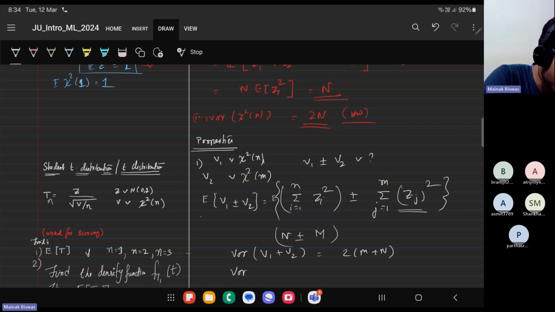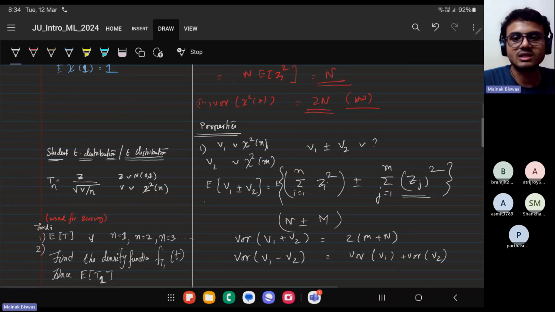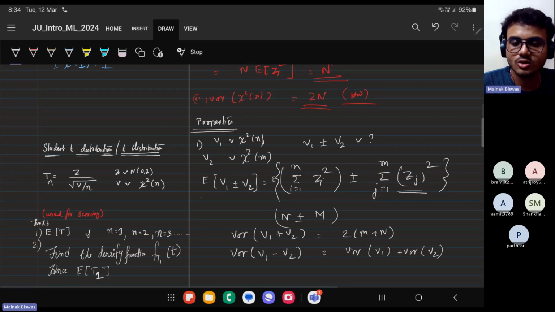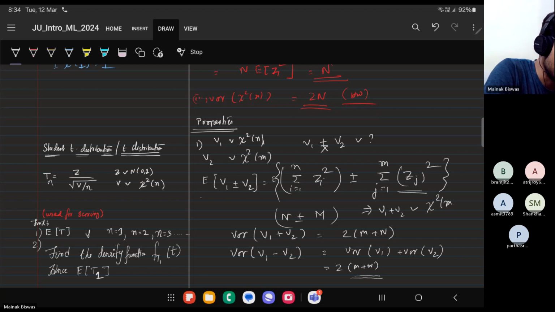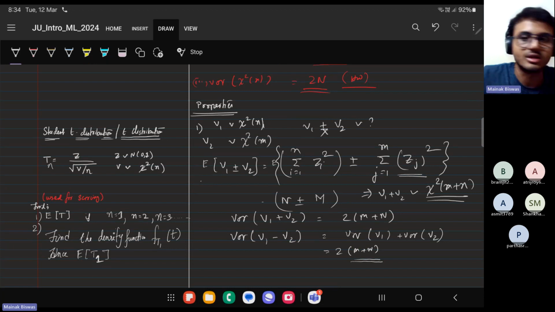But variance of V1 minus V2 is nothing but variance of V1 plus V2, right? Because minus does not matter with the IIDs. So the variance is just going to be always positive because you're increasing the variance. Even in this case, it is going to be 2 into m plus n. So this is not really going to be a chi-square in the case of minus, but V1 plus V2 will clearly be distributed as chi-square m plus n, right? Minus is not going to be chi-square m plus n because you are clearly seeing the expected value is different.